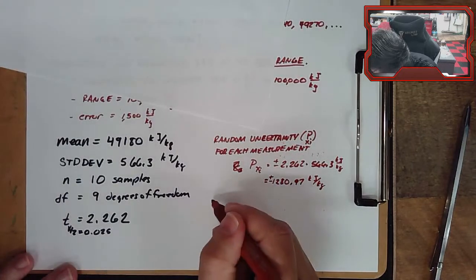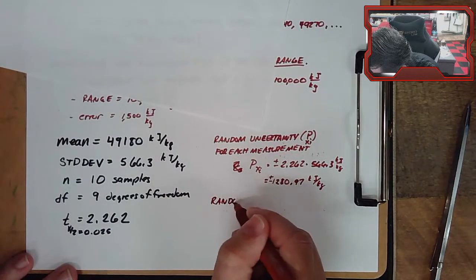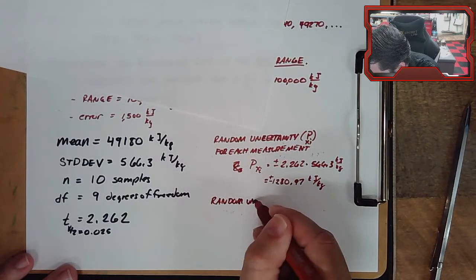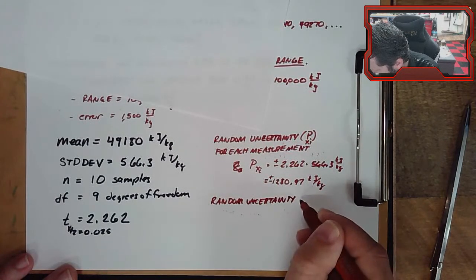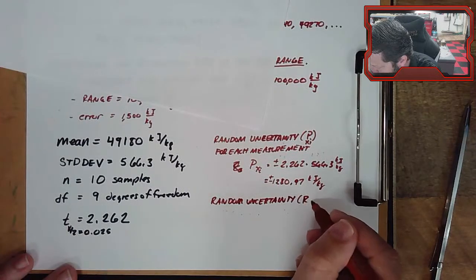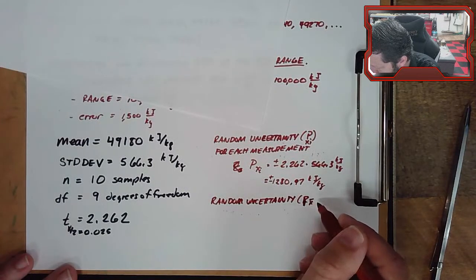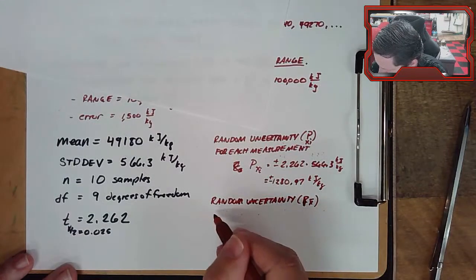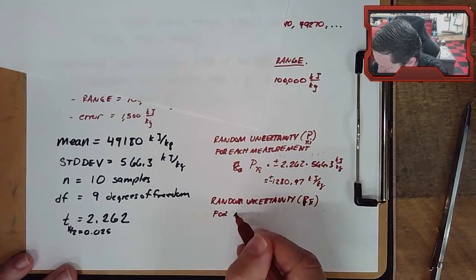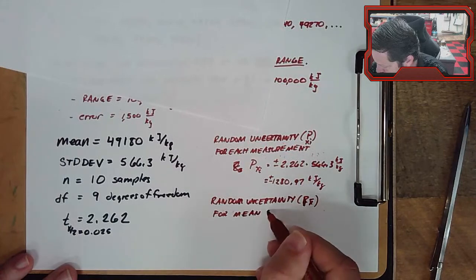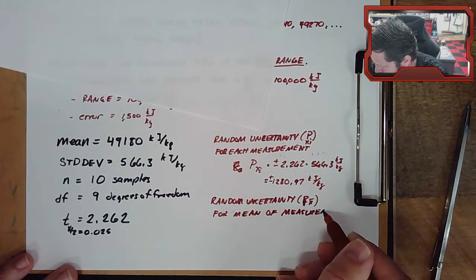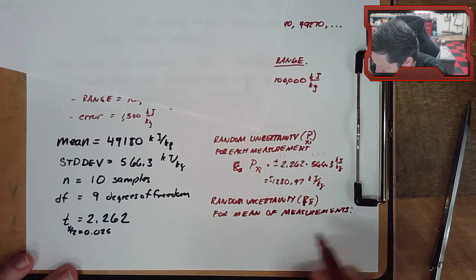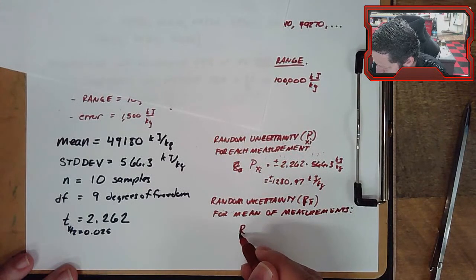So random uncertainty, and this one we called just P x bar, for the mean of measurements. I keep writing r's for p's. I guess because I'm trying to get down there to write the x.